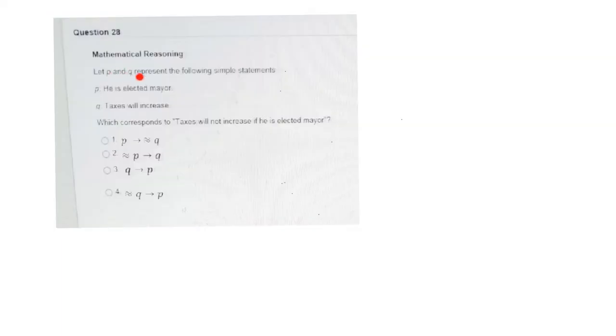Let's see. P and Q represent the following simple statements. P: he is elected mayor. Q: taxes will increase. Which corresponds to taxes will not increase if he's elected mayor. This has to do with your ability to read this kind of logic, truth-statement type language, which is a concept you don't really get introduced to unless you're in college. I think it's rare that you'd get introduced to this in high school. But it's not that bad.